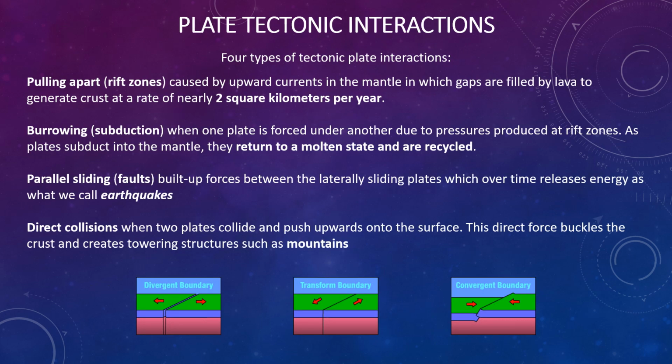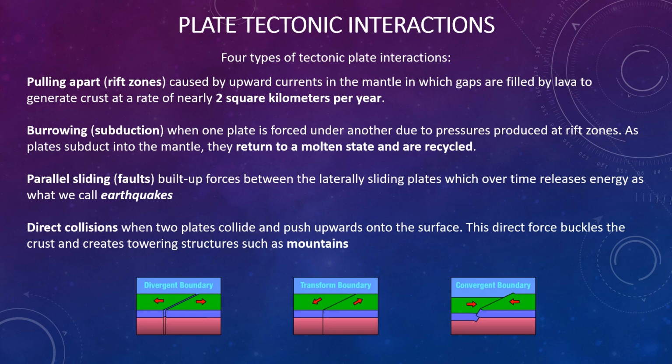There are several ways that these plates can interact. Plates can pull apart in what we call rift zones, where these gaps are then filled with lava and we can generate more surface. There's also subduction zones where these plates burrow against each other, and this is when one plate is forced under another one due to the pressure produced at a rift zone. And this causes the plate material to be recycled. So that's pretty cool. We're kind of reusing parts of our surface. We're recycling.